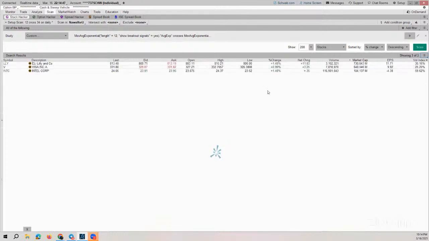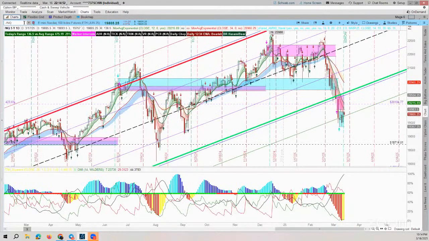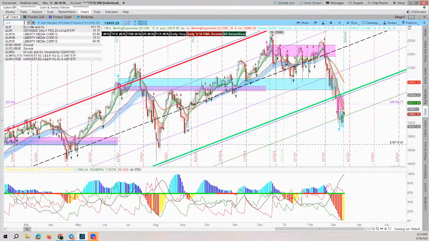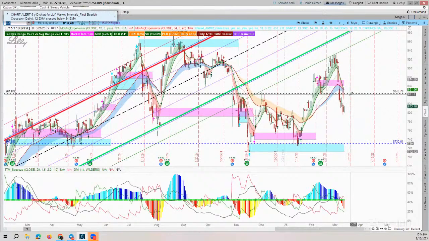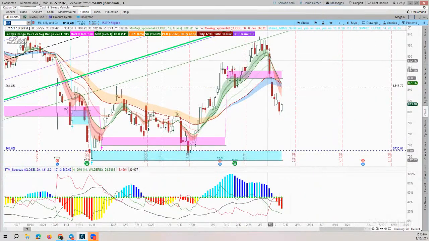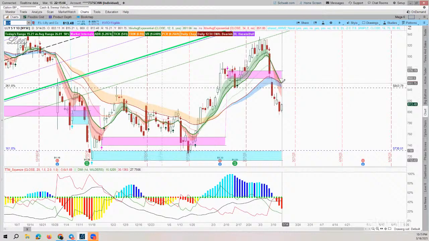First, I'm looking for a 12 crossing 34. So I'm looking at any ticker where there's a crossover of 12 and 34 on the daily basis, positive or negative, we will check. So I'm waiting for the results. So Lilly, V, and Intel. So let's look at Lilly. It's a crossover which I'm looking at. So right there, you can see Lilly's 12 EMA has come down and the 34 EMA has converged.